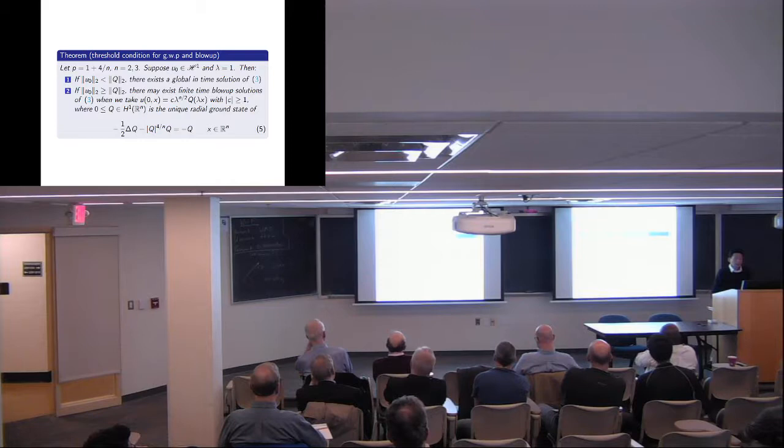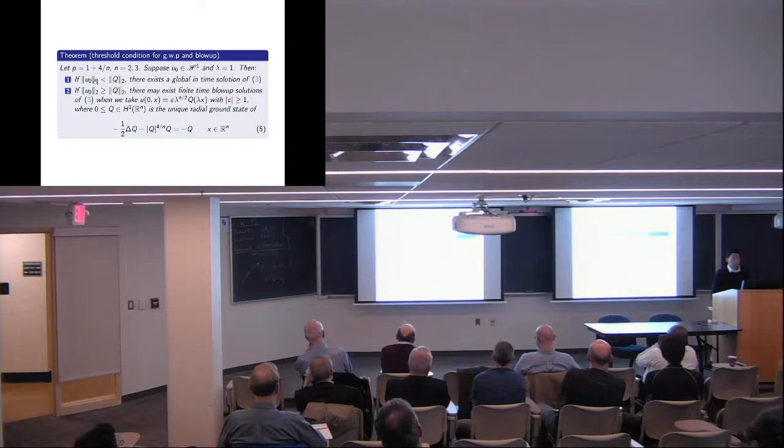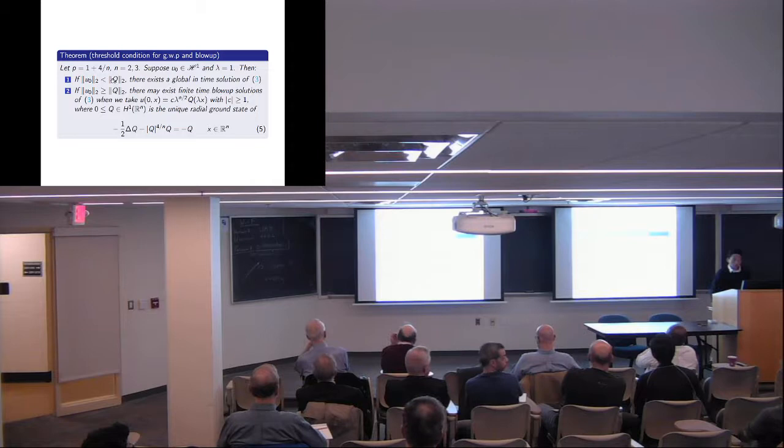The first result we are going to see is the threshold condition for global well-posedness and blow-up. It says that when n is 2 or 3 dimensions and the initial data is in the weighted Sobolev space, then if the L2 norm of the initial data, which is like its mass, is below the ground state, there exists a global-in-time solution. And if the L2 norm of the initial data is greater than or equal to the L2 norm of Q, so the mass is larger, then there are finite-time blow-up solutions.